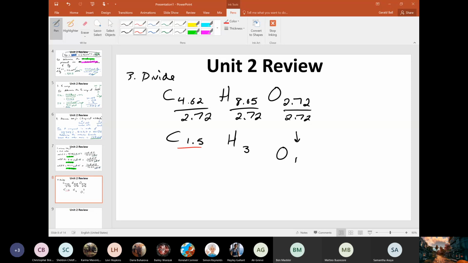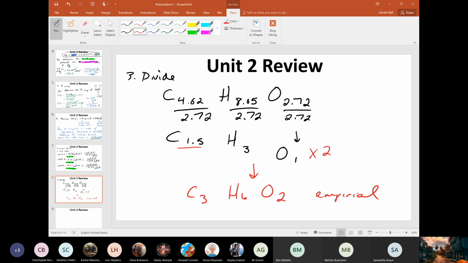So all we got to do is just, well, when they're halves, it's pretty easy. Just multiply by 2, right? Double everything, and that'll give us 3 carbons, 6 hydrogens, and 2 oxygens. So now we have our empirical formula. This definitely seems like a lot of work for a 1-mark multiple choice, doesn't it? On a written one, this would be worth like 6 marks.